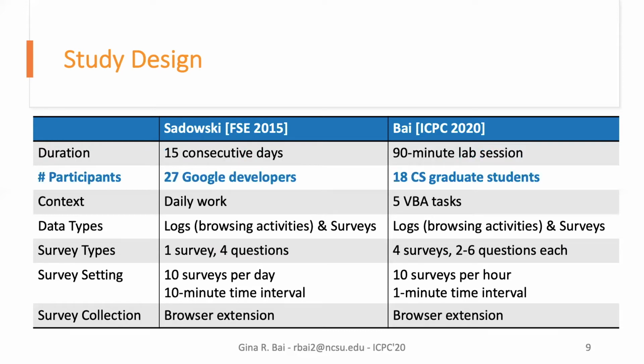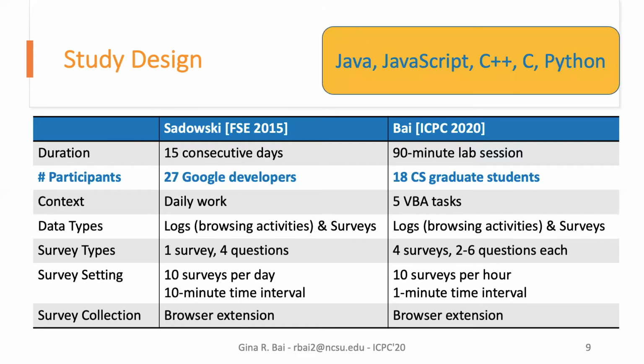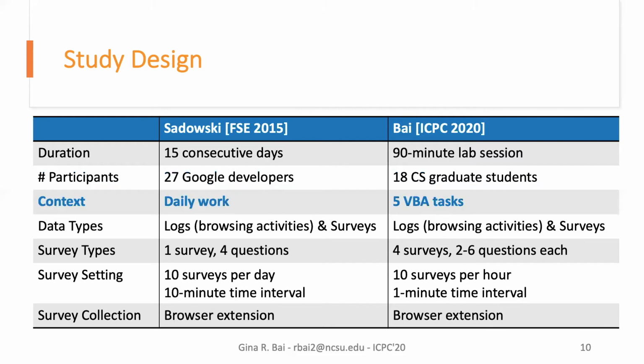Instead of professional developers, participants in this study were graduate students in computer science, and they have diverse programming language backgrounds, which include object-oriented programming languages and scripting languages, but not VBA. The top 5 frequent languages used by these participants were Java, JavaScript, C++, C, and Python. We asked participants to complete 5 VBA tasks, and we've seen 2 of them in the previous slides.